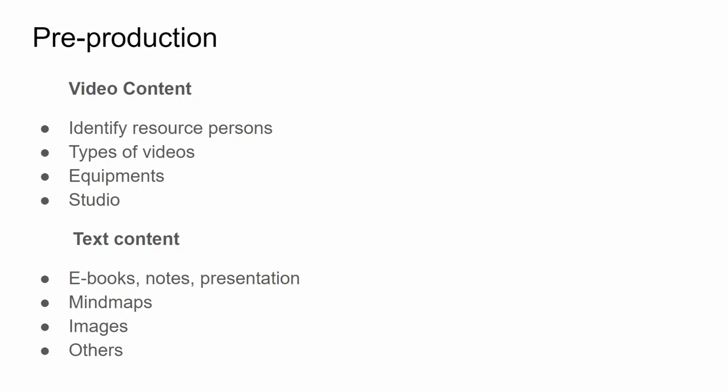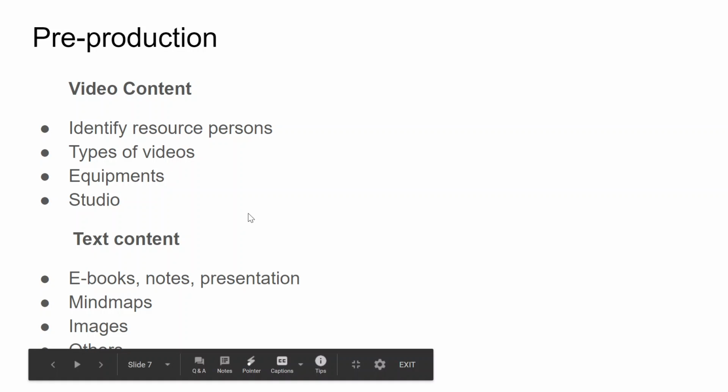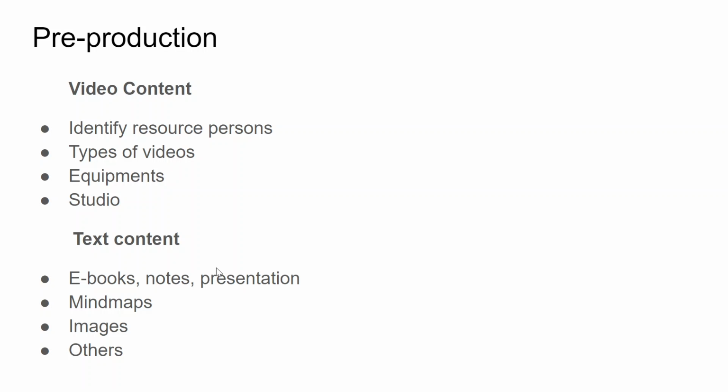So besides video content, you can have text content, and text content can be in other forms also. You can say that the name is not that appropriate, and it is really non-video content. Non-video content should contain ebooks, notes, presentations, mind maps and other things to make it more interesting. So you should look out for these things. We will provide a few lectures on the text content also in upcoming days.